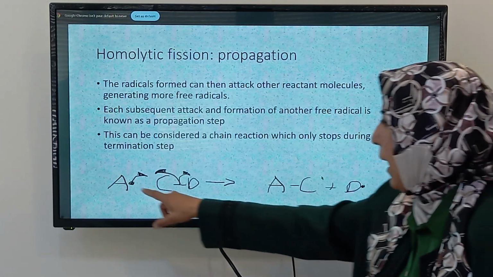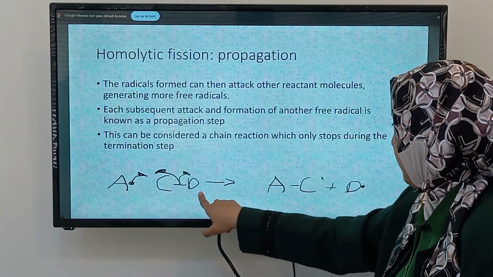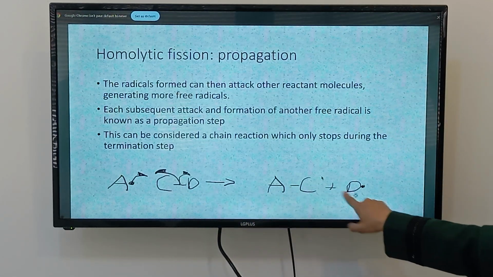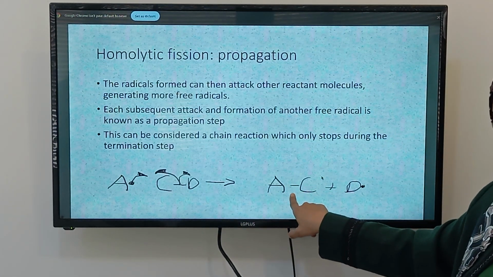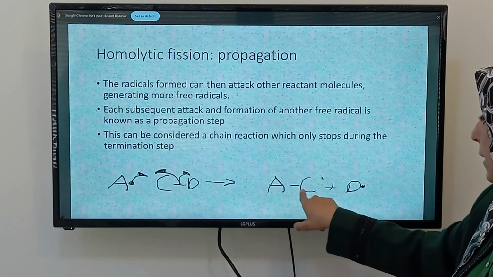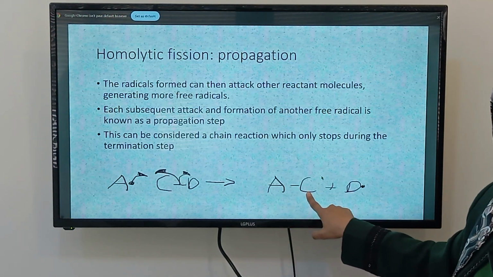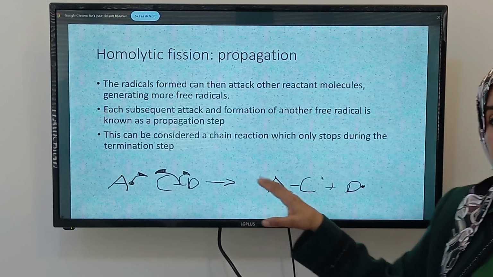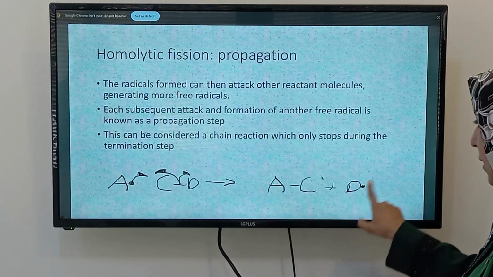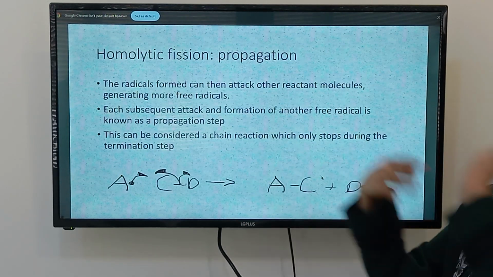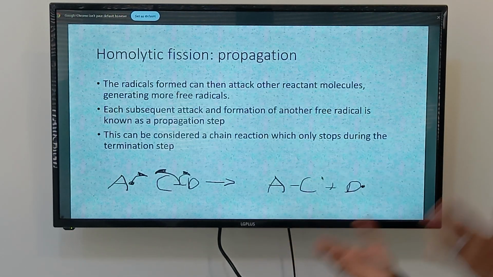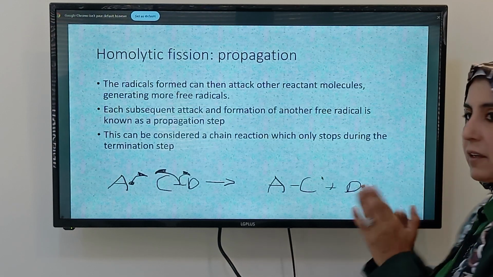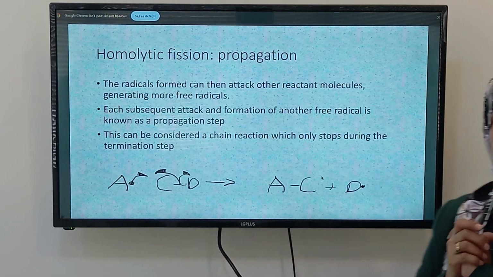Like that, we have A, C, and B. The result is A and C in the same product, and the D is still a free radical. So this free radical will react with other products, or with other free radicals in the solvent.